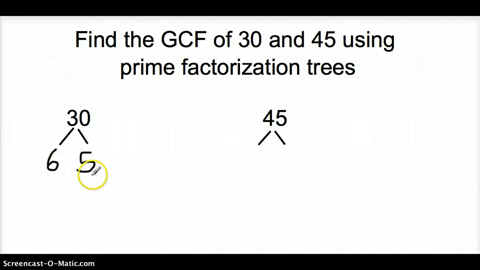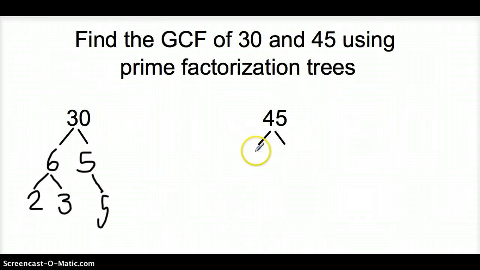5 is prime, so we can leave it as it is in the tree. 6 is not prime, so we have to break it down to its prime factors. 6 can be written as 2 times 3. 2, 3, and 5 are all prime factors, so the factor tree for 30 is completed.